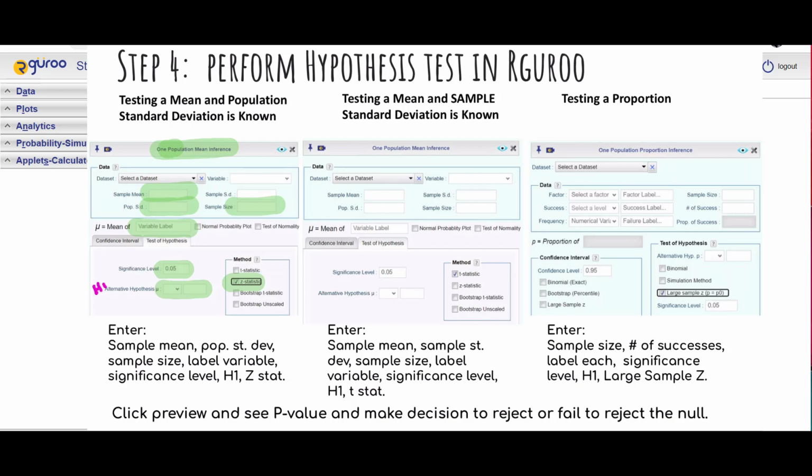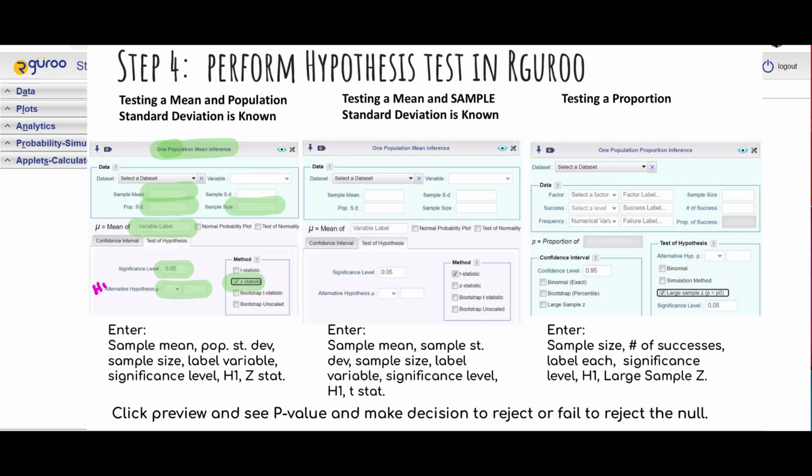That's what you enter into the box if you know the population standard deviation, which makes sense because if you know the population standard deviation, that's where you would put it. Then you would hit the preview button, and that would give you the p-value. It would run the test and give you the p-value.